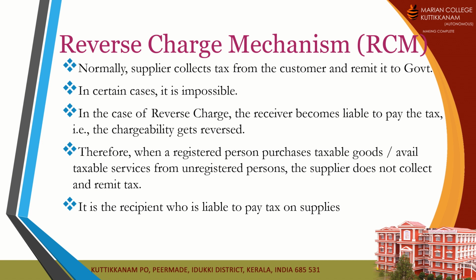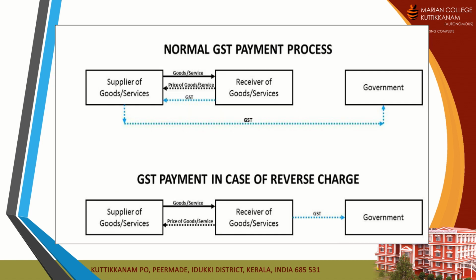Okay, so I hope this concept is clear to you. So normally in normal cases, it is the supplier who collects the tax and remits it to the government. But in case of reverse charge mechanism, it is the receiver who becomes liable to pay the tax. Okay, so this is the normal comparison between the normal GST payment process and the GST payment in case of reverse charge mechanism. So from this picture, from this illustration, it is clear about the concept of reverse charge mechanism and the normal cases.